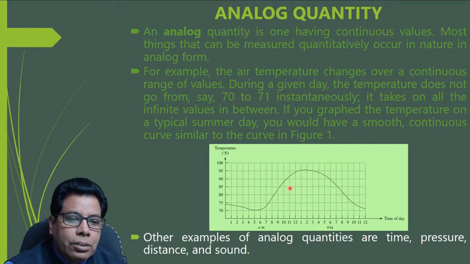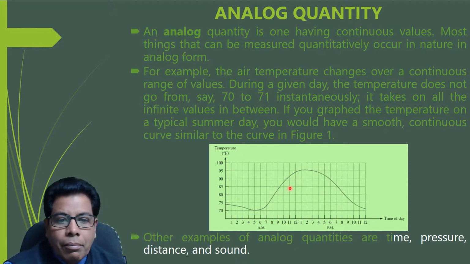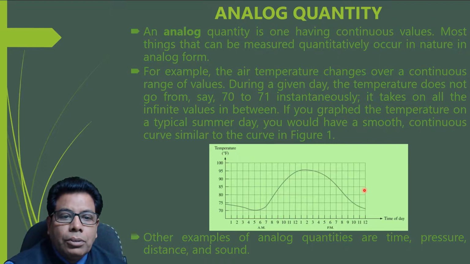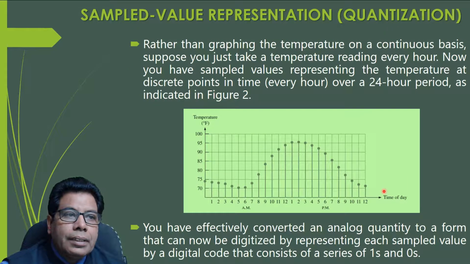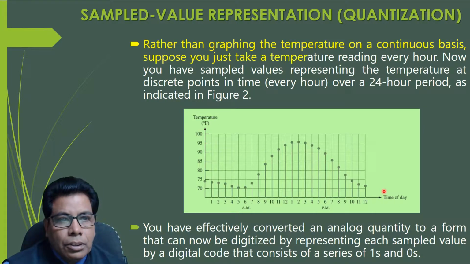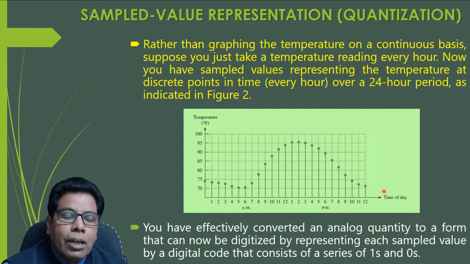So other examples of analog quantities are time, pressure, distance, and sound. So these are some common examples. Then let us see the sampled value representation or quantization. If instead of graphing the temperature on a continuous basis, we just take the temperature reading every hour, now you have sampled values representing the temperature at discrete points in time. So that is every hour over a 24-hour period.